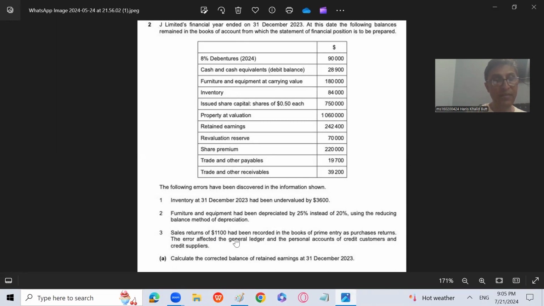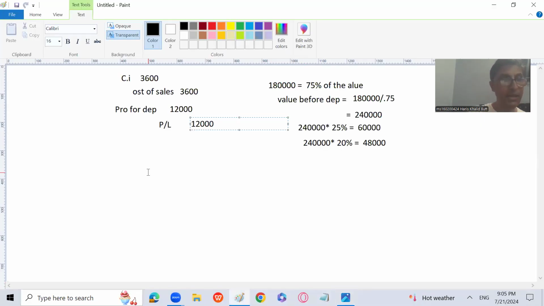Next is sales return of 1100 had been recorded in the books of prime entry as purchase return. The error affected the general ledger and the personal account of credit customer and credit supplier. So sales return had been recorded in the books of prime entry as purchase return. Very simple, let me explain. The entry you will pass for sales return is sales return debit and trade receivable credit. But what you have done is passed the reverse entry: trade payable debit and purchase return credit.